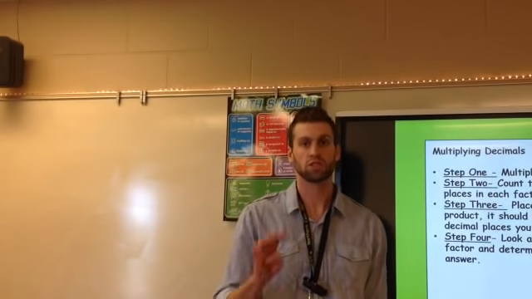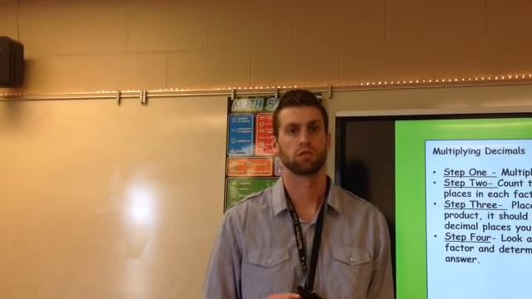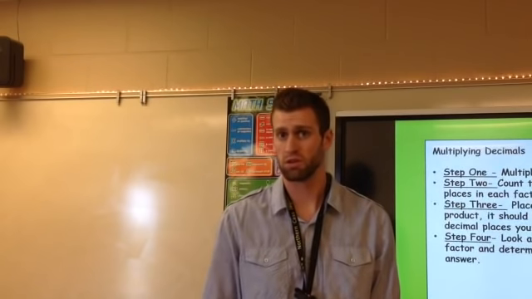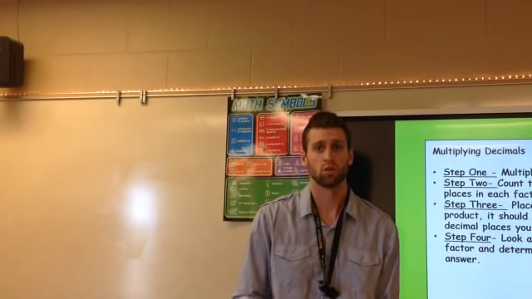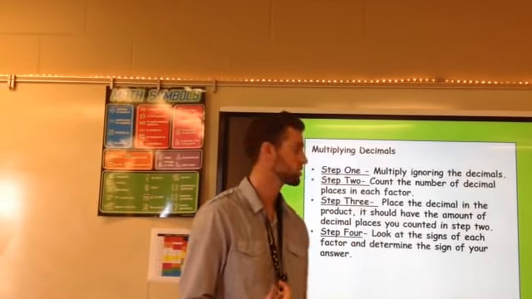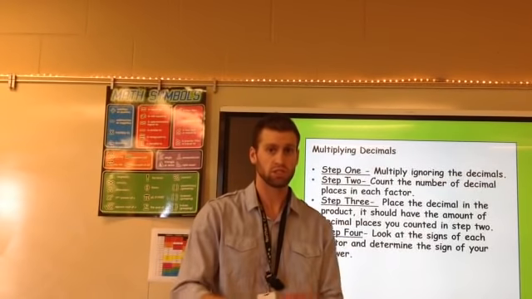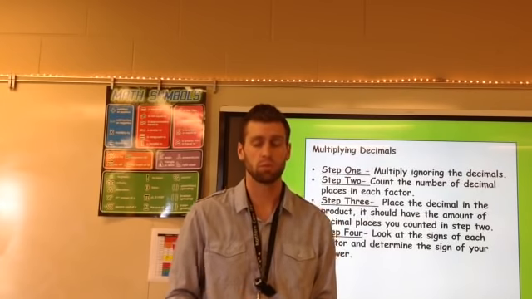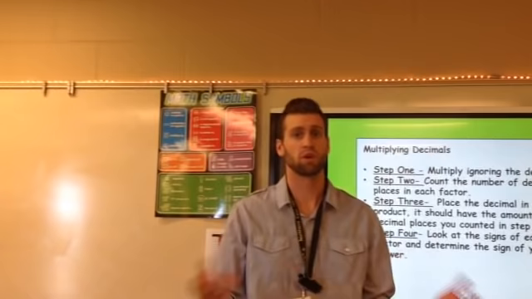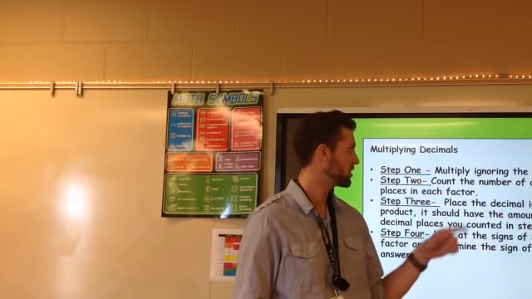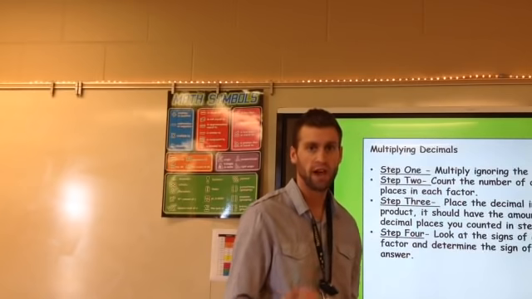All right, we have 4 steps when we multiply decimals, okay? And it's not anything different than just multiplying regular whole numbers other than one step towards the end, okay? So multiplying decimals, step 1 is multiply just ignoring the decimals. So we don't have to line up the decimal points or anything when multiplying. We just multiply the digits across, okay? Step 2, count the number of decimal places in each factor, okay?